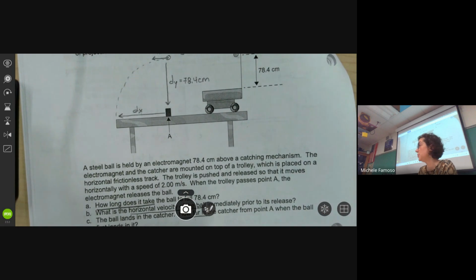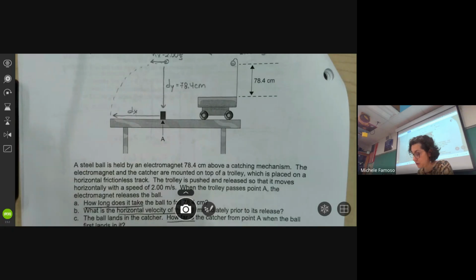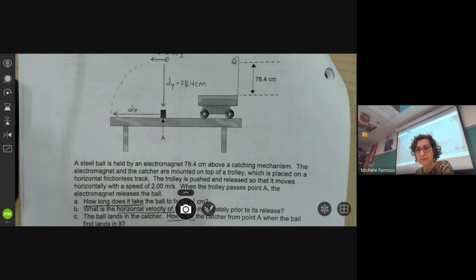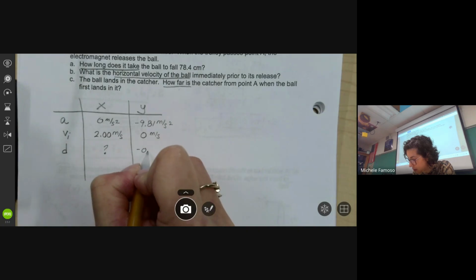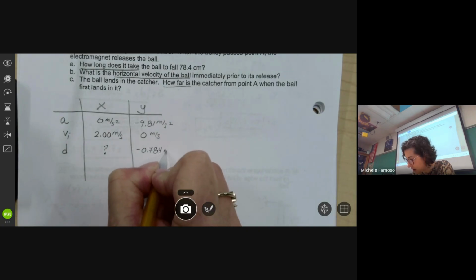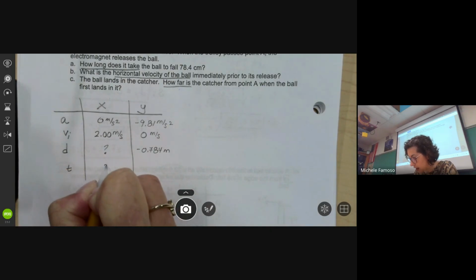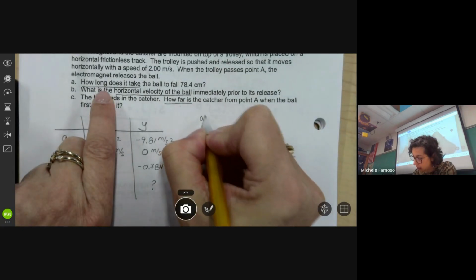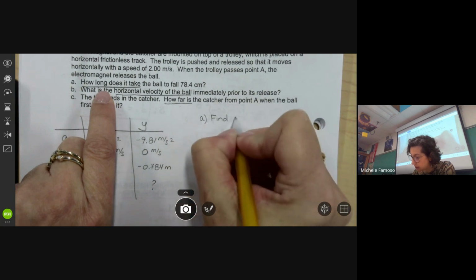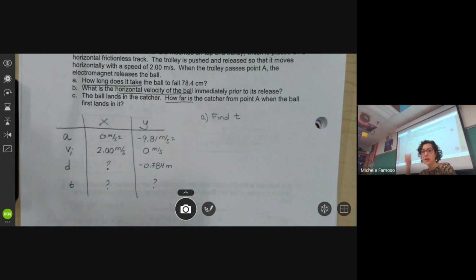I don't like to do calculations with centimeters. It needs to be in meters. Now, we've done that conversion several times this year. Gianna, can you tell me what that is in meters? That's right, negative 0.784 meters. And then, of course, I do not know the time. In fact, that is what I'm asking you to find in part A. In part A, it says, how long does it take? That means I'm asking you to find the time.